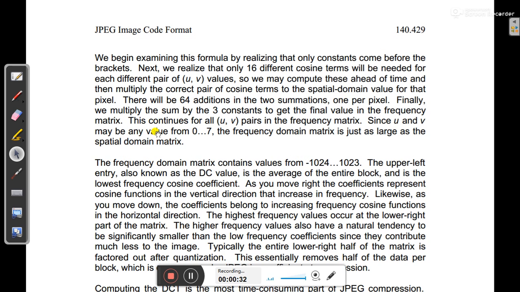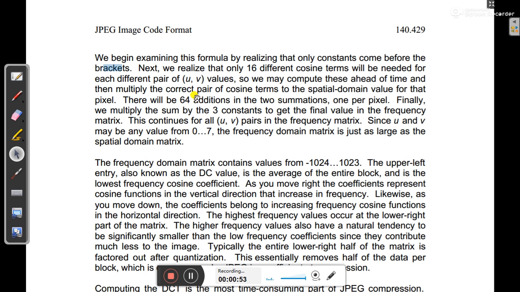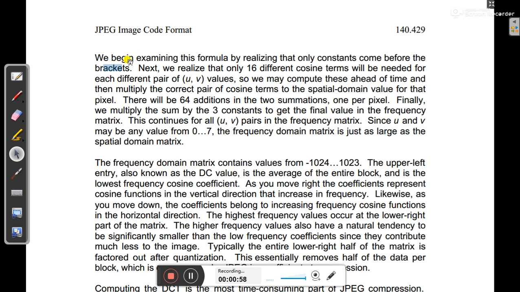So here the explanation of this function is that we begin examining this formula by realizing that only constants come before the brackets. You can see in this equation, which we discussed in the last video, that the two constants Cu and Cv are the only constants used. Next, we realize that only 16 different cosine terms will be needed for each pair of UV.